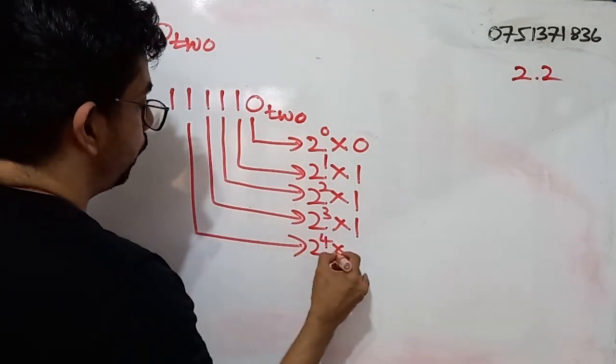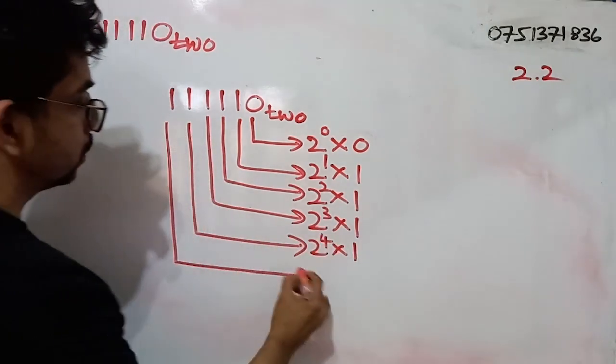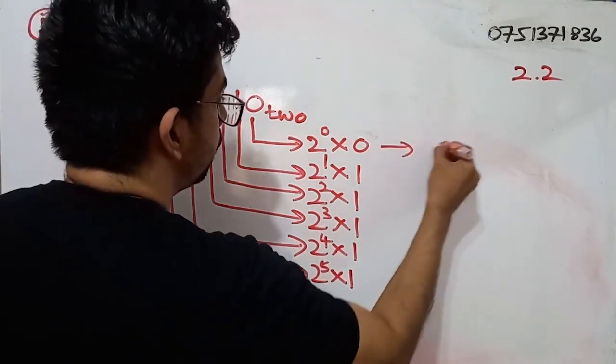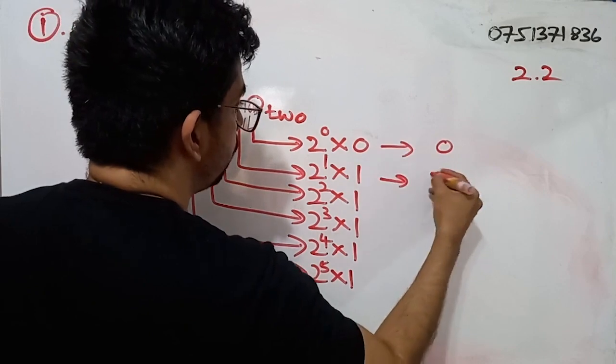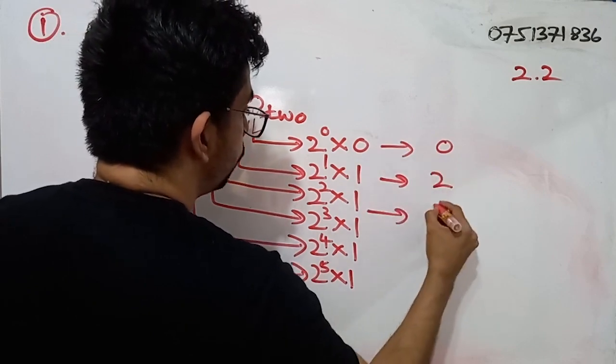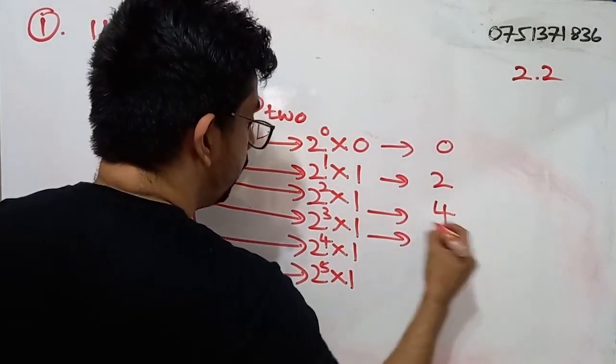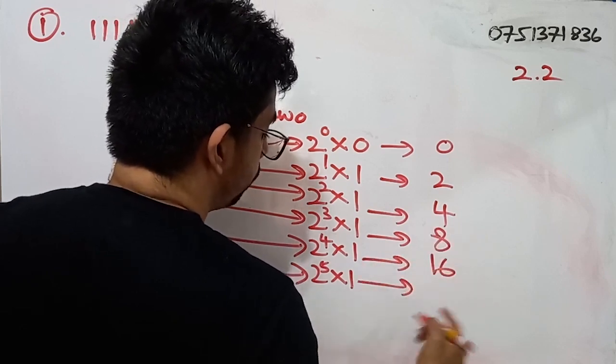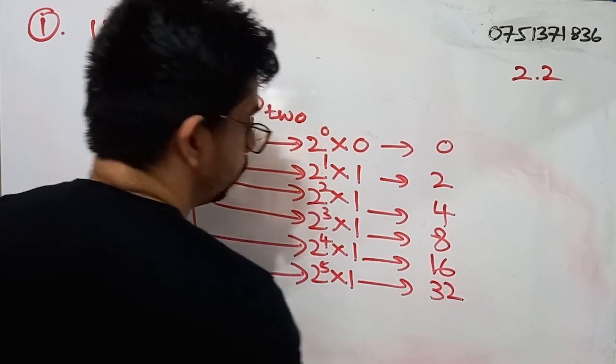2 to the power 4 into 1. 2 to the power 5 into 1. Right? So here the value is 0. 2 to the power 1 into 1, that is 2. 2 to the power 2 into 1, that is 4. 2 to the power 3 into 1, that is 8. 2 to the power 4 into 1, that is 16. 2 to the power 5 into 1, that is 32.